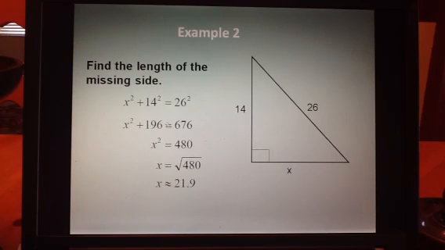You're going to start by squaring your numbers. You're then going to subtract 196 from both sides. The last step, after you get x squared equals 480, you're going to take the square root of both sides, so that cancels out the x squared, and you get x is the square root of 480, and on your calculator this is approximately 21.9.